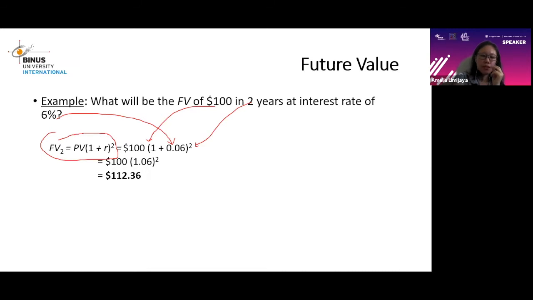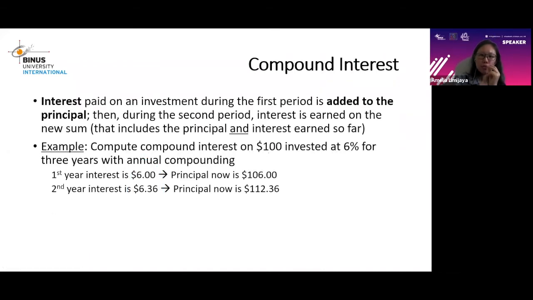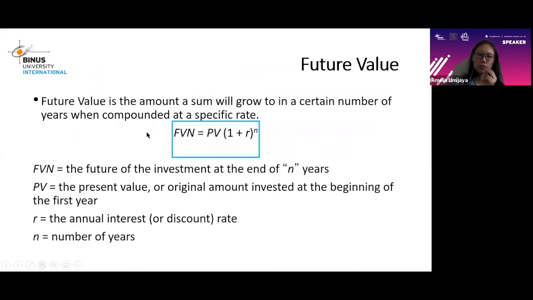Okay. If you relate this to our previous slide on compound interest, do you see that the numbers match up? Yeah, 112.36. Okay, but we're not doing it step by step, right? We just put the numbers into the equation and the result comes up. So we don't have to do this step by step, year by year calculation, because now we have a shortcut to do that. Yeah, we have a formula, we have rumus.